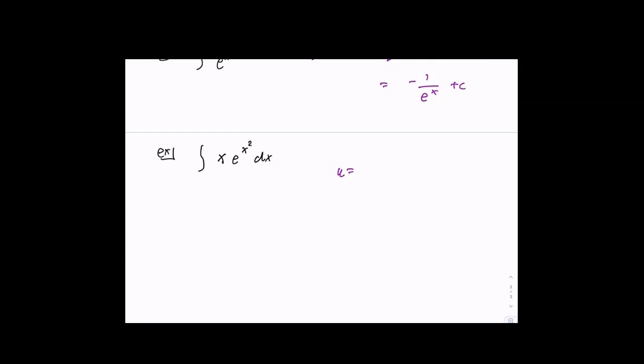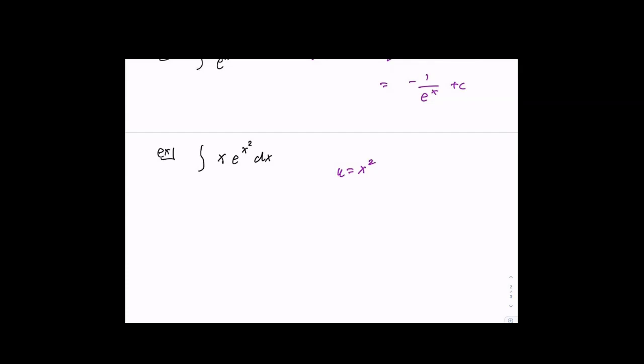Did Jay say it all the way? You say x. No, she was saying something else. Say it again, Ariana. Is it like x squared? Yeah, I thought I heard you say x squared. You said x, and then I heard you starting to say the square at the end. So yeah, u is equal to x squared.